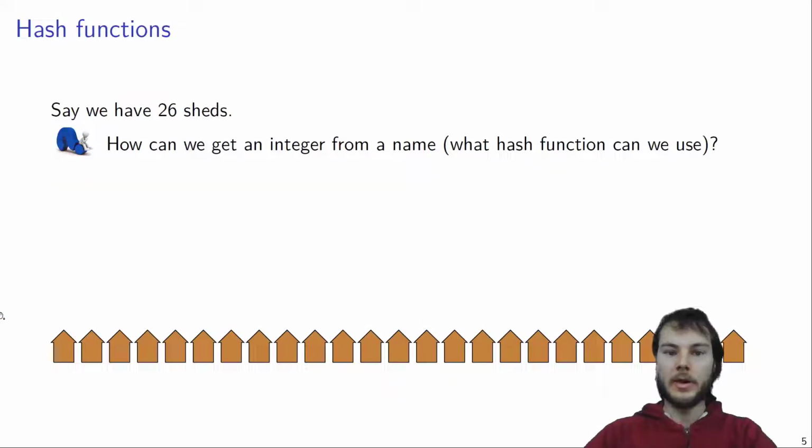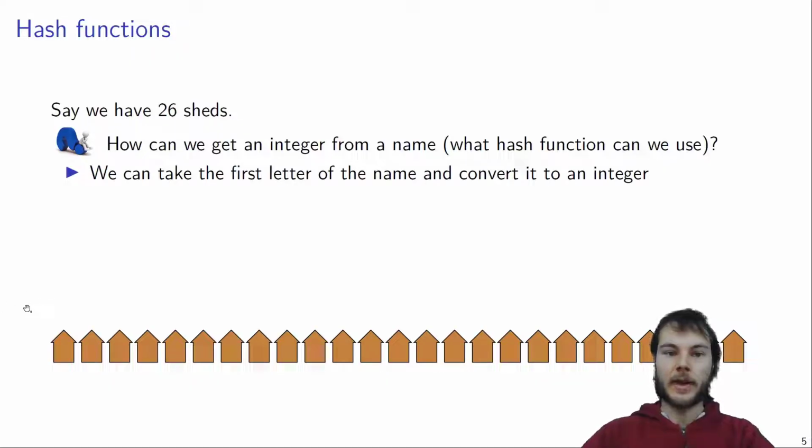So we can do this in multiple ways. So what would be a good way? Say we have 26 sheds. How can we get an integer from a name? Or what hash function can we use? One way to do this is we can take the first letter of the name and convert it to an integer. For example, the A is 0, the B is 1, the C is 2, etc. That would work with our 26 sheds because there's 26 letters in the alphabet.